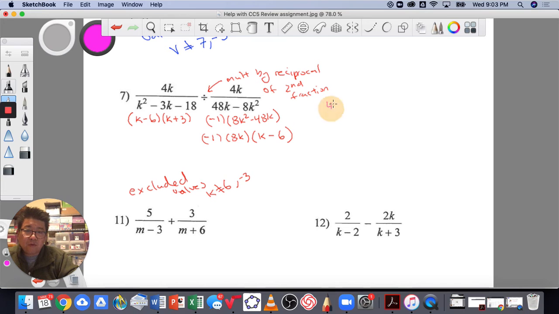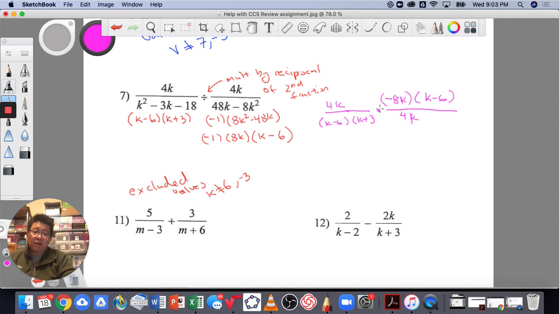So this will be 4k over k minus 6, k plus 3, multiplied by negative 8k. We'll just combine those two things together, negative 1 and the 8k. And then this will be k minus 6 over 4k. Now, if you really want, you can pretend and make it all connected, because you just multiply across on the top and the bottom. So you multiply it all.